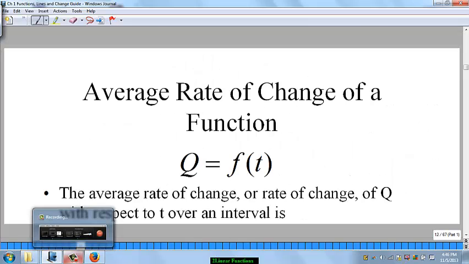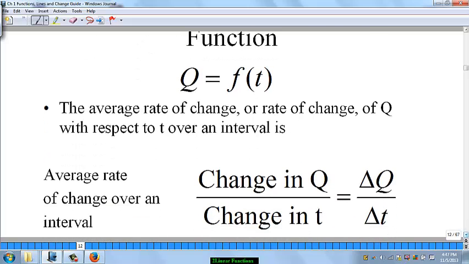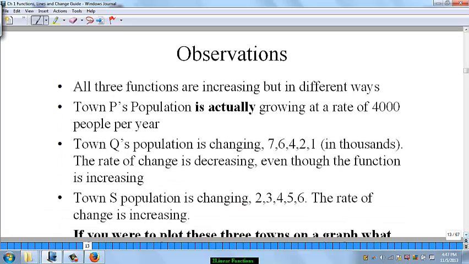Right, now let's look at the average rate of change. So this kind of goes through this. The average rate of change, or rate of change, is a change over an interval, and usually it's over time. Again, think slope, delta y over delta x, because that will help you with this a lot, to think slope. And these are some observations that we looked at.